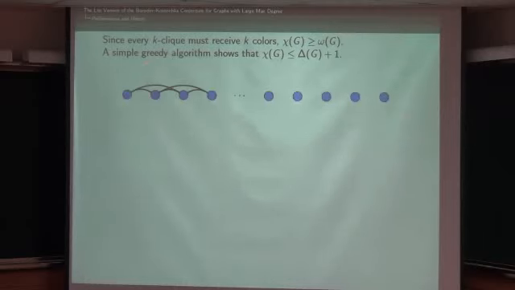So let me demonstrate this algorithm. How does the algorithm work? You have some graph and you give some arbitrary labeling.